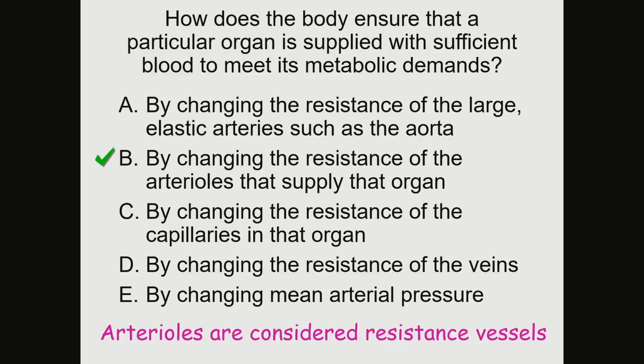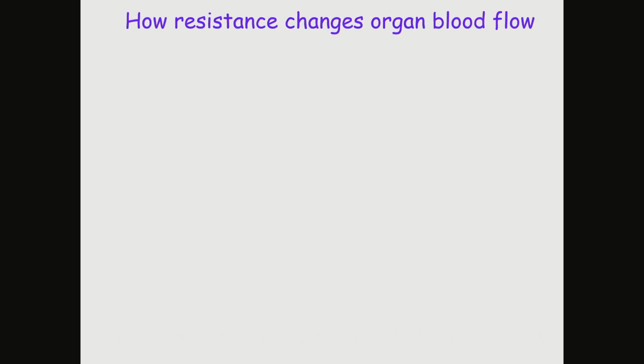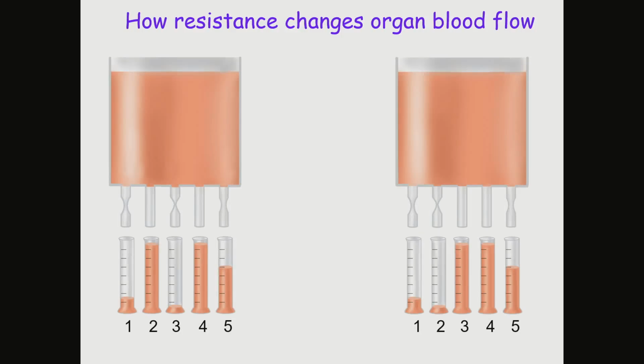Arterioles. These are considered our resistance vessels. So our aorta, large elastic arteries, are the conductance vessels. Their big job is to conduct blood, also act as that pressure reservoir. But the arterioles, considered resistance vessels, because one of their big jobs is to control the resistance of our vasculature.